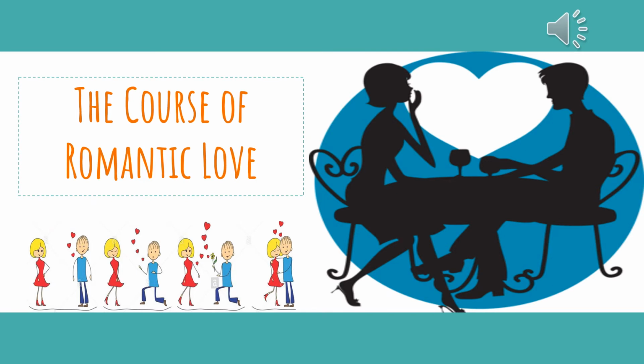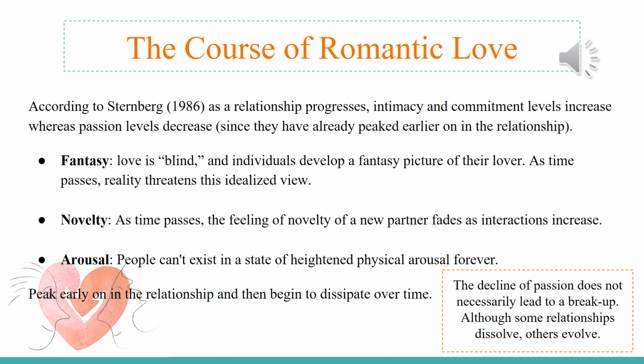The cause of romantic love. According to Sternberg, 1986, as a relationship progresses, intimacy and commitment levels increase, whereas passion levels tend to decrease since they have already peaked earlier on in the relationship. Passion levels include fantasy, novelty, and arousal.